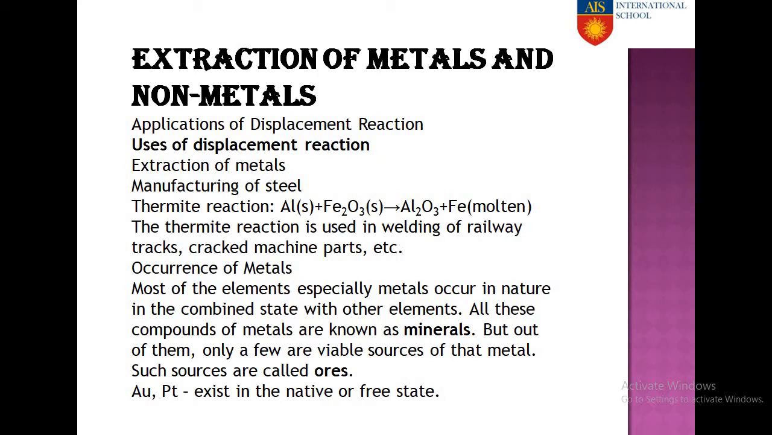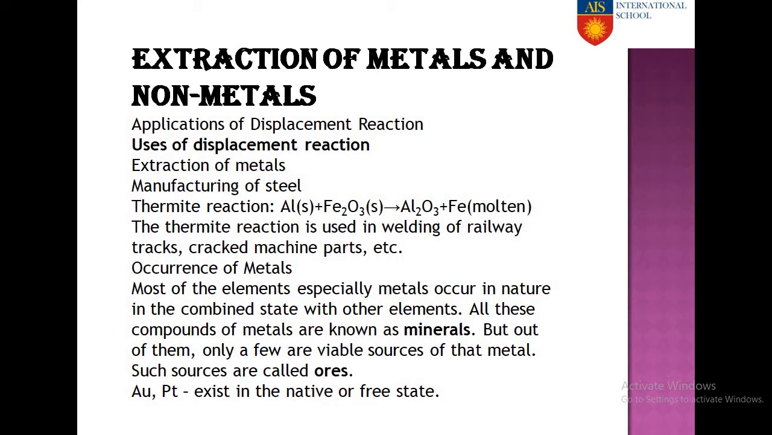Now, how does this thermite reaction take place? When aluminium reacts with iron oxide, it forms aluminium oxide plus molten iron. So this is the thermite reaction, which is used in welding of railway tracks, cracked machine parts, etc.